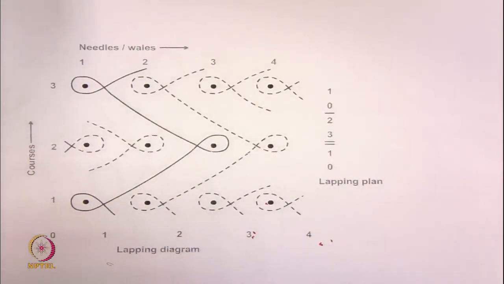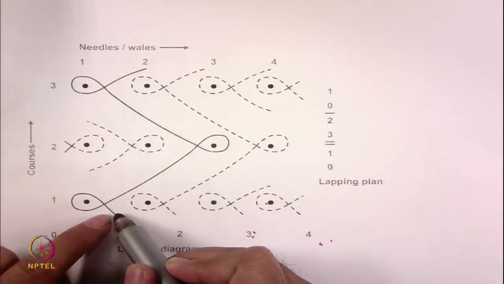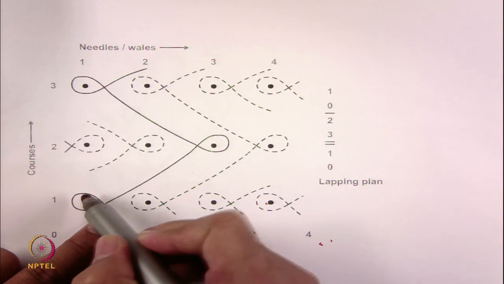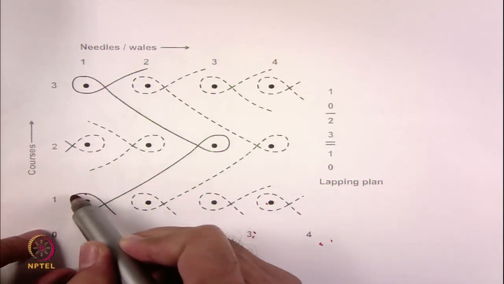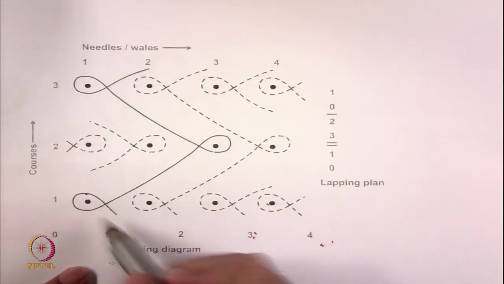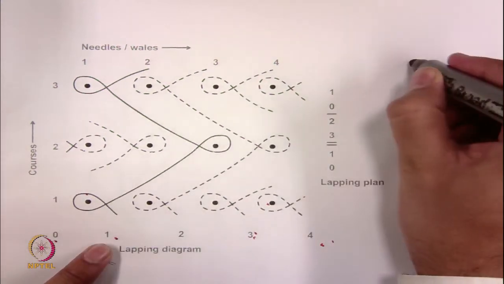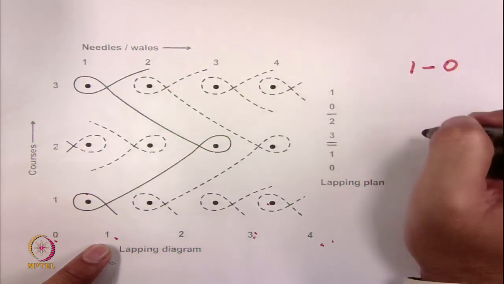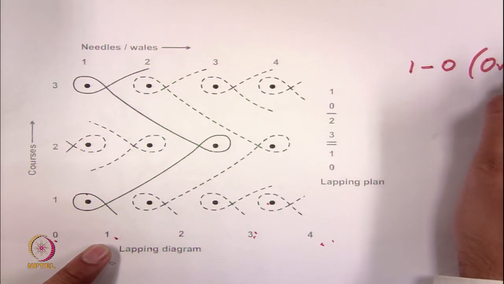So how are these numbers generated? If you follow the yarn path, you are moving from the back side of the needle towards the front side. So when you are moving, you are changing the position from 1 to 0. So from 1 to 0, you are changing the position, and this is nothing but overlap.